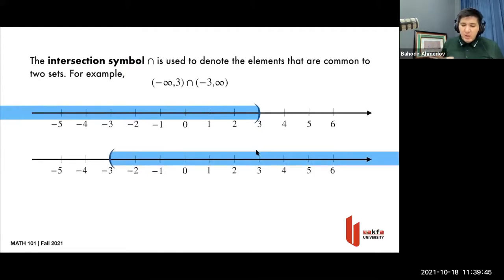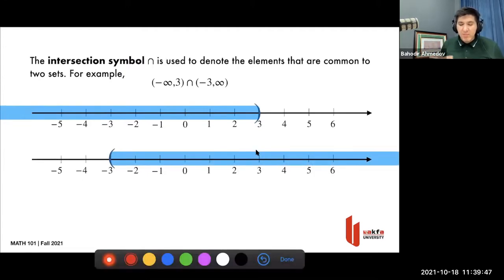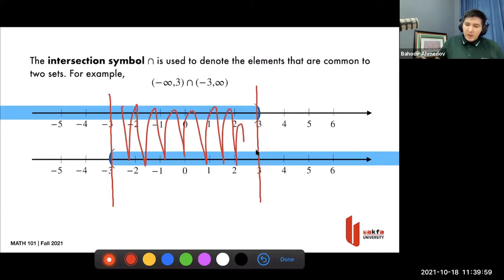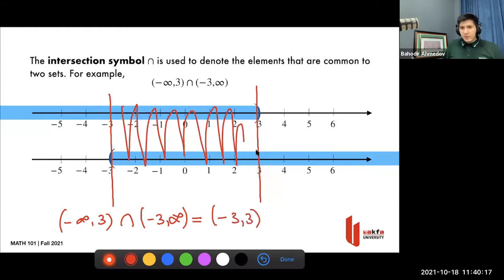For example, if I ask you what is the intersection between -infinity to 3 and -3 to infinity, it is going to be all of the numbers between -3 and 3. You see, all of these numbers are located in both of the sets, common for both of the sets. That is why we say that the interval from -infinity to 3 intersection the interval from -3 to infinity is equal to the interval from -3 to 3.